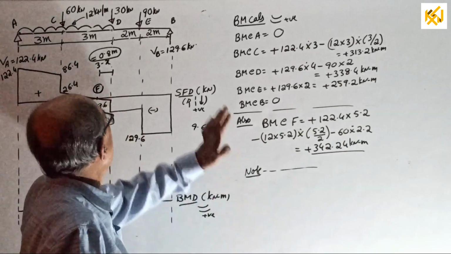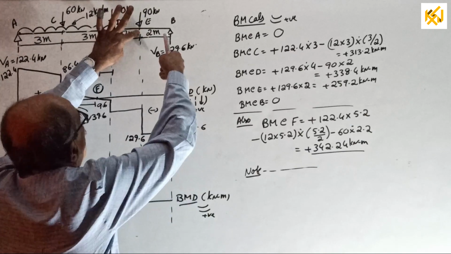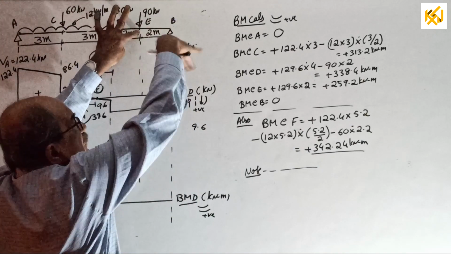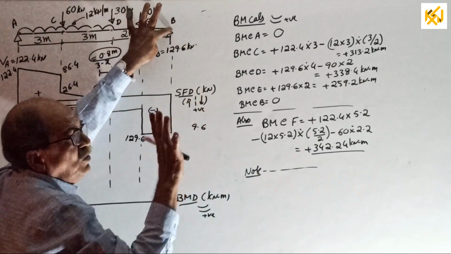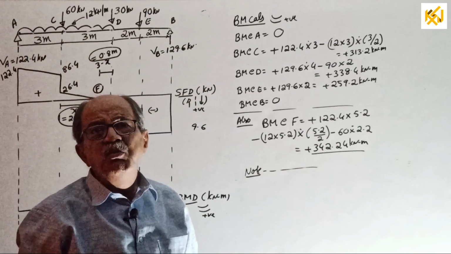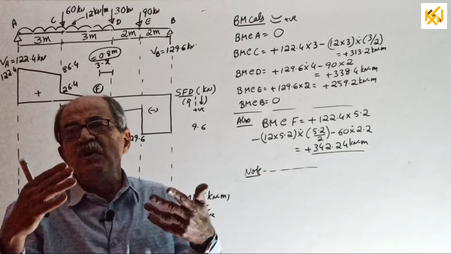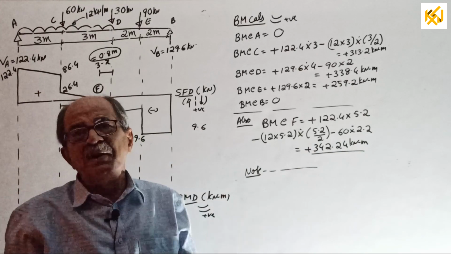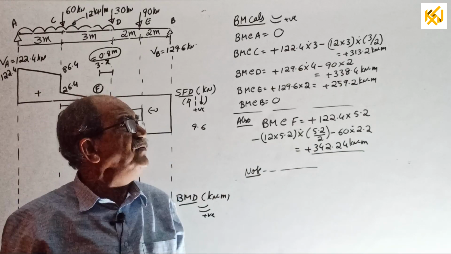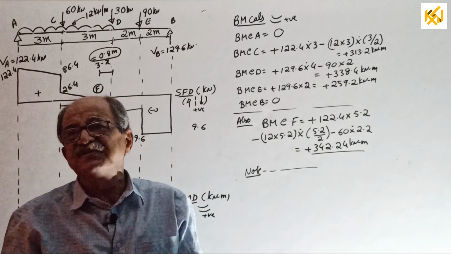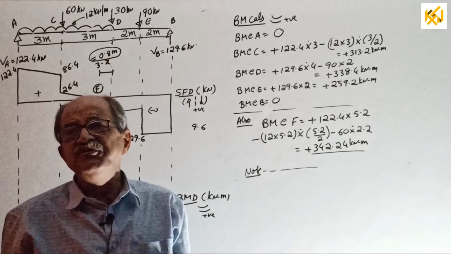That's all. Okay, now, BM at E is 129.6 into 2, positive. BM at B is 0. Some people, in every class, will tell you sagging, hogging, or some other method like smiling, etc. Some people still tell clockwise, anti-clockwise. They make very few classes, a total of 5-6 classes.